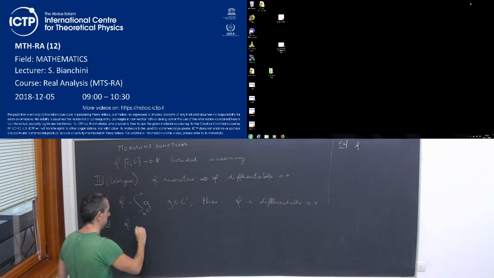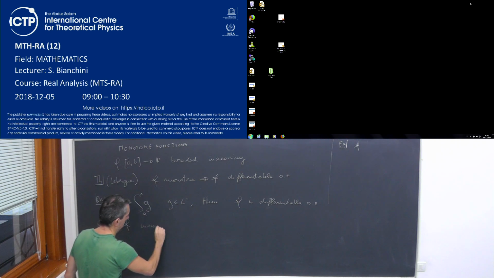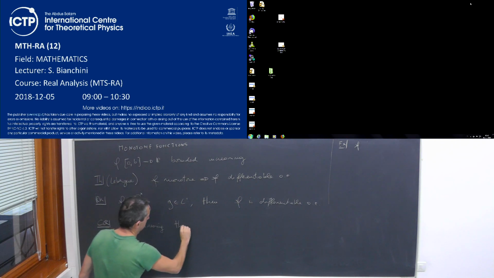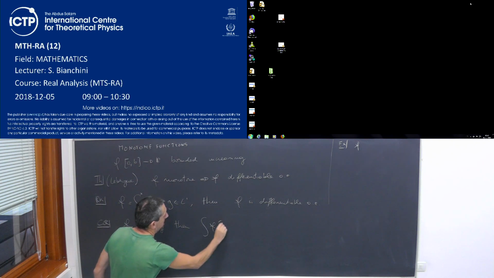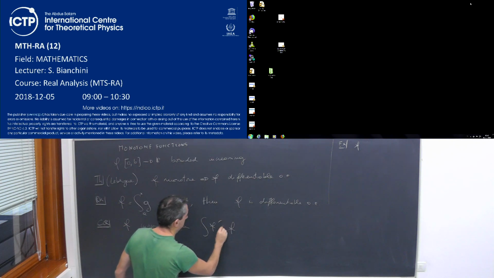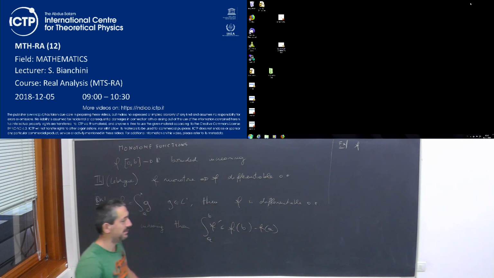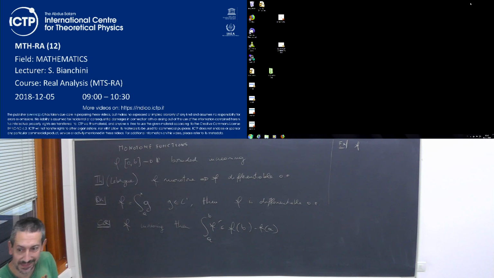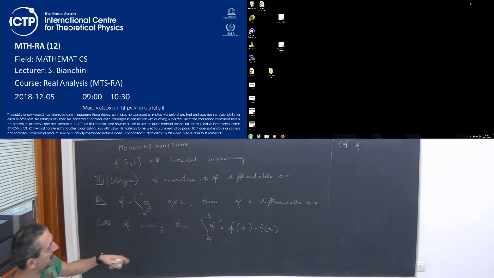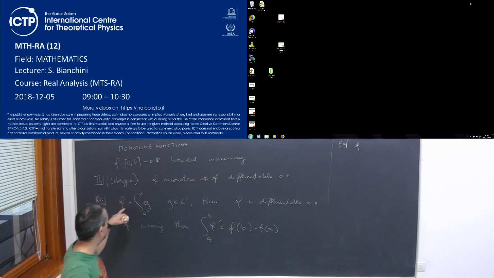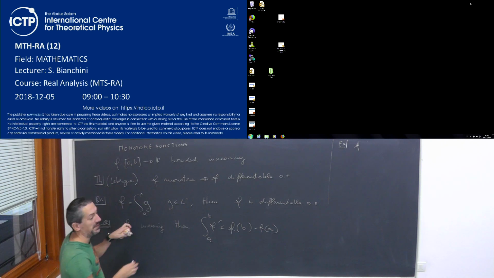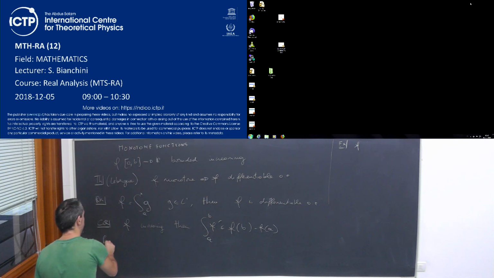If f is increasing, then the integral of f prime is less or equal to f of b minus f of a. You remember that the quantity I want to say, if f is equal to the integral of f prime here, no? Okay, proof.